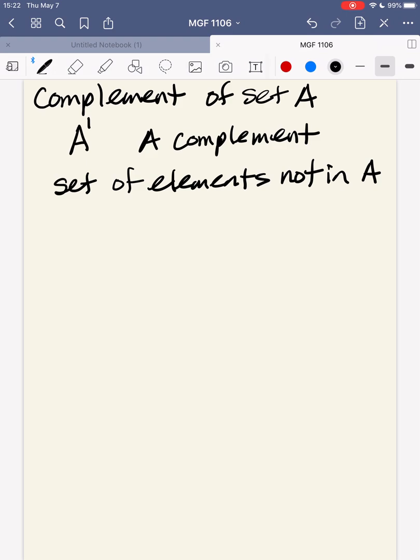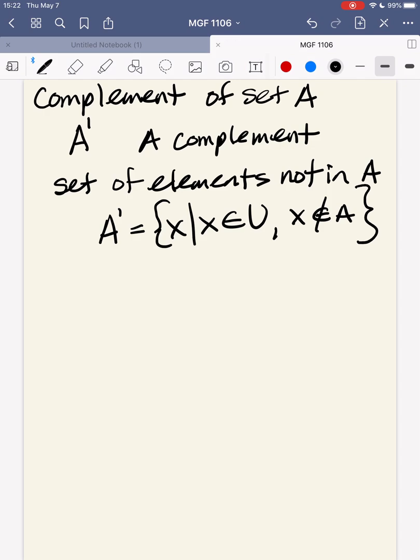Okay. And they give some little set builder notation for you that A complement, I'm just going to explain it, is the set of all X such that X is in our universe and X is not contained in A. Okay. Just remember that when you have a set A, the complement is everything that's not in set A. It's much easier to remember than worrying about this fancy notation. All right. I'm going to look at a couple examples.